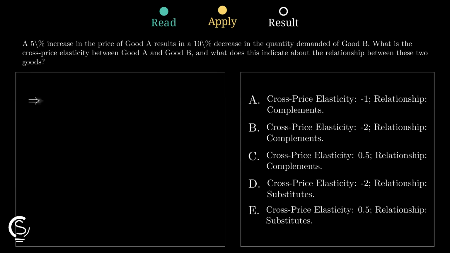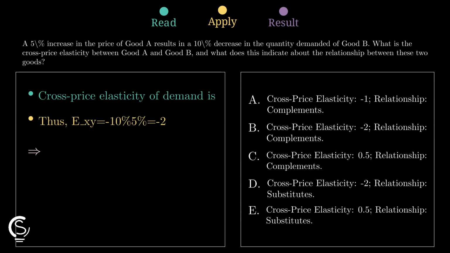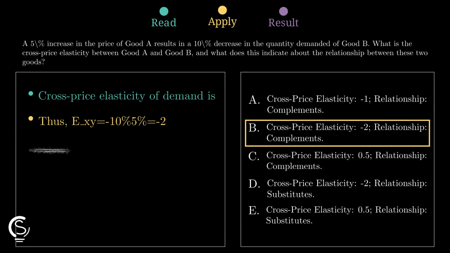Now divide the 10% decrease by the 5% increase. Since the quantity dropped, we use a -10, which gives us a final elasticity value of exactly -2. Because our result is negative, these goods must be complements. That makes option B our final winner. You totally nailed this tricky economics concept.